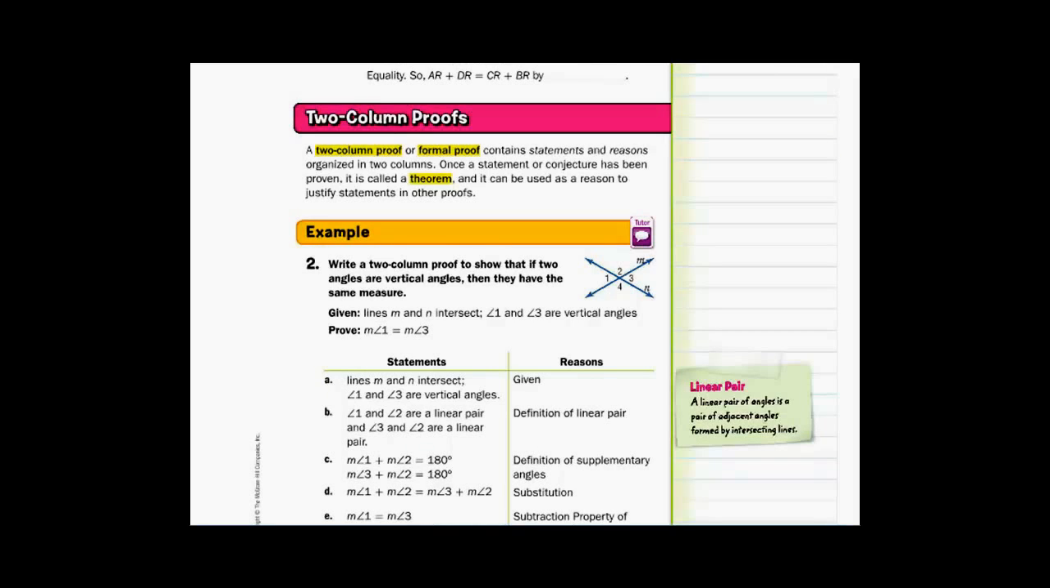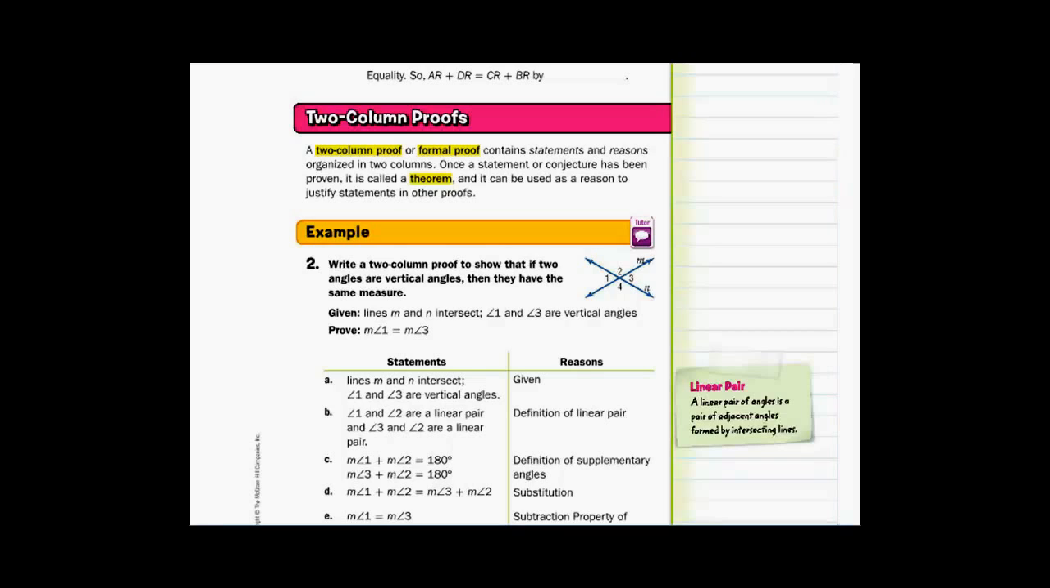All right, so two-column proofs contain statements and reasons organized into a column and table. So it's not just writing things out. You actually have to fill in a chart on these. Once a statement or conjecture has been proven, it's called a theorem, kind of like the Pythagorean theorem, which we'll be getting into in a few lessons. And it can be used as a reason to justify the statement. So you cannot just say, oh, this happens over here. It has to be proven before you can use it as a reason.